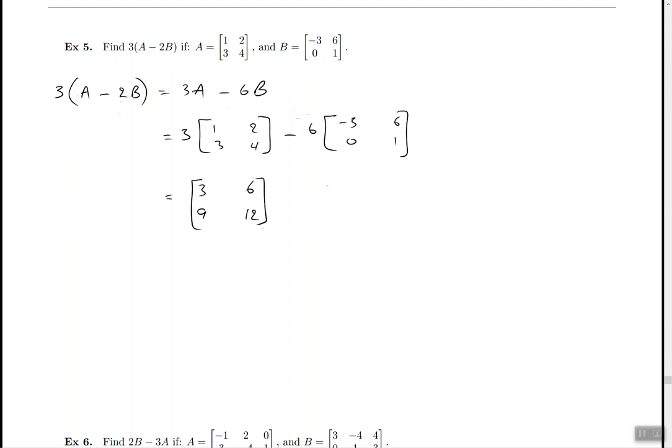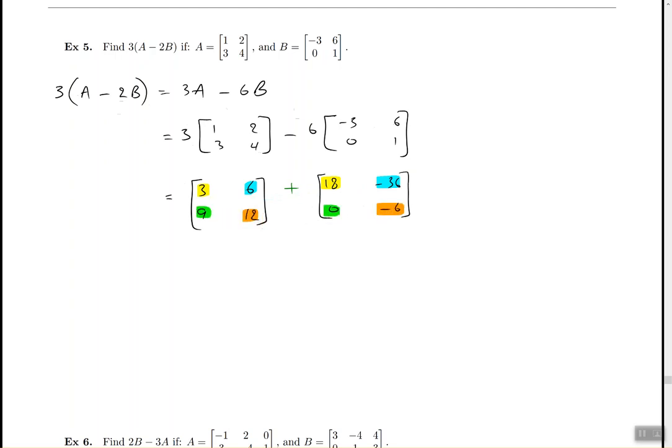Now, -6 times -3 is going to be 18. -6 times 6 is going to be -36. Then 0, then -6. So that's the second matrix. And since I took out the -6 from there, what's left in the middle is just a plus sign. So now again, I'm going to add the matrices by adding the corresponding terms.